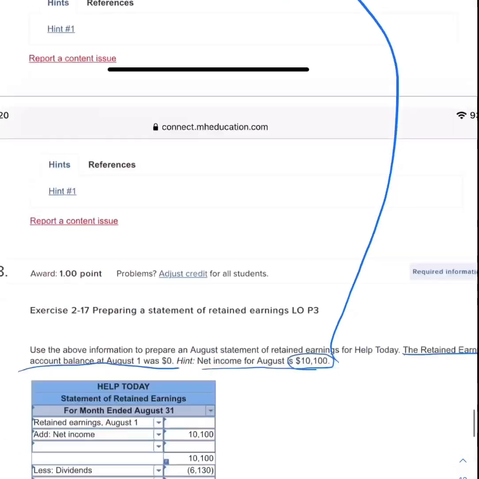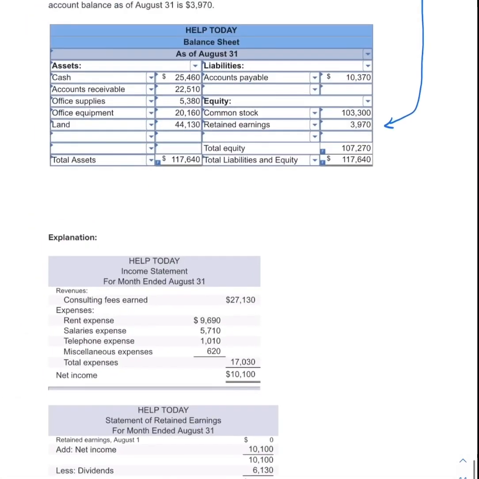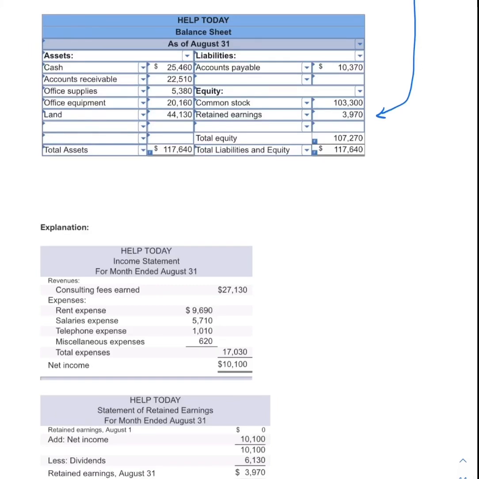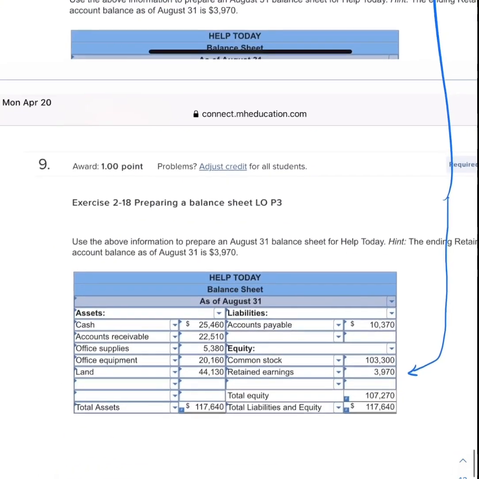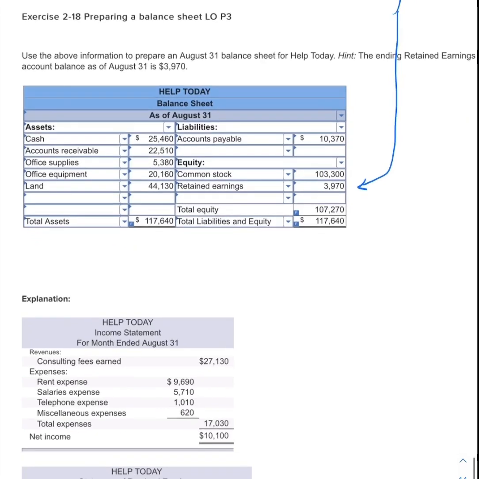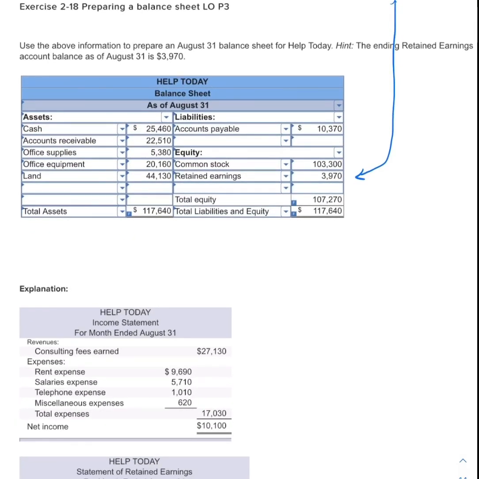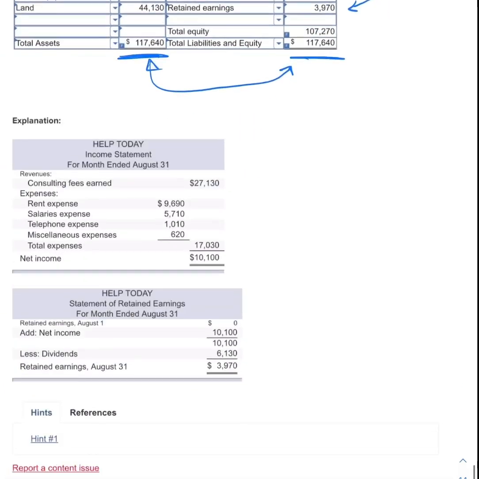Next, you have your common stock of $103,300, which once again is just given to us right there. And then that $103,300 will be added together with your ending retained earnings balance of $39.70, giving you total equity of $107,270. Then when you take that, add it to your $10,000 for accounts payable, which will once again end in the equality between your assets and your liabilities and equity, proving that your balance sheet is balanced and giving you that confidence that you did do this properly.